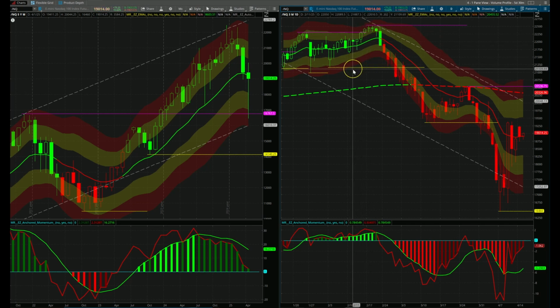You have confluence of support. And what do you have? Broken. Bam. Retest. Broke it again. Bam. Down you go. Come to another level of support. Looks more reasonable.